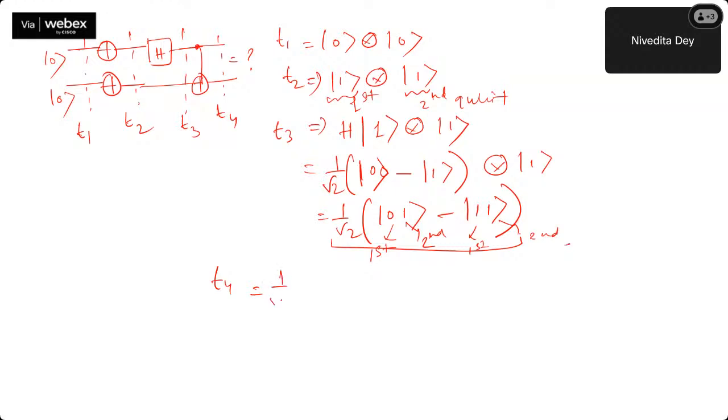So it will be 1 by root 2. I have nothing to do with the amplitudes for the C0 gate. So it is basically 0, 1, because this is control. Control is 0, so I will not do anything. Minus, this is 1, so I will change it. So I will make it 1, 0. So this is what will happen at the output state. Is it clear? So depending on whatever is given to you at every time, you have to expand it accordingly.